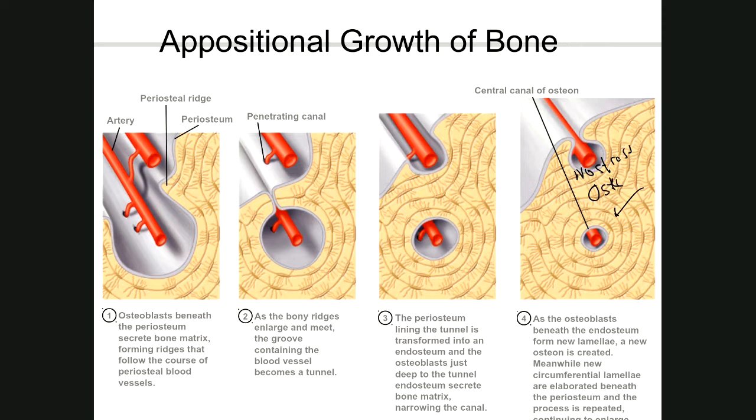And so look what happens. The osteoclasts begin to eat away the bone. And so we're removing bone, and look what's happening. We're actually destroying osteons.